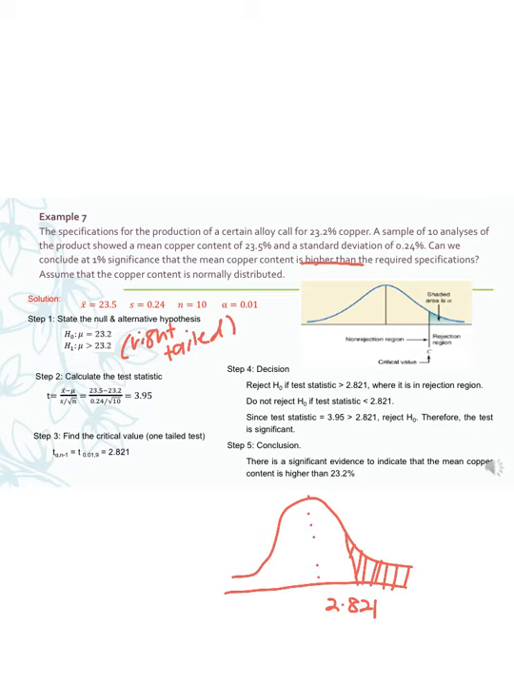Look at our T. Our T is 3.95, which is greater than 2.821, falls in the rejection region. So we can reject the null hypothesis. Since test statistic 3.95 is greater than 2.821, we reject the null hypothesis. Therefore, the test is significant. So the conclusion here: there is significant evidence to indicate that the mean copper content is higher than 23.2%.